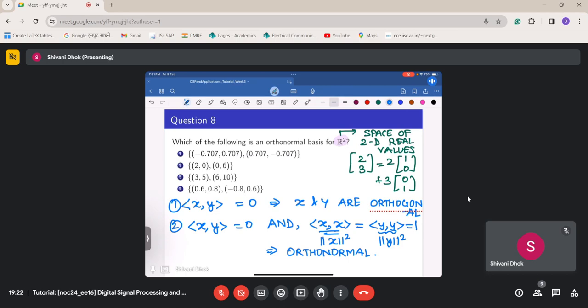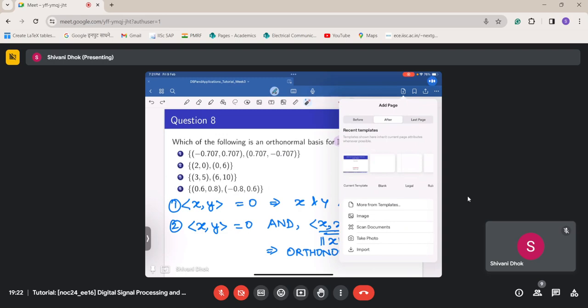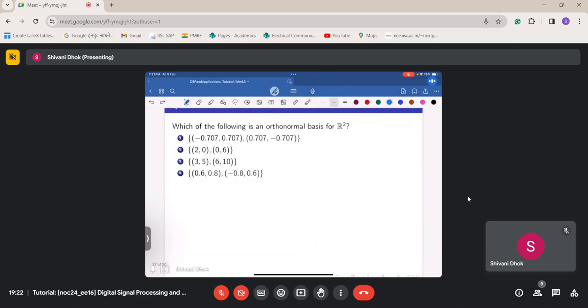So what we need to check is which of these four given sets are orthonormal bases for R2. Let's do it one by one. So let us look at the first one.